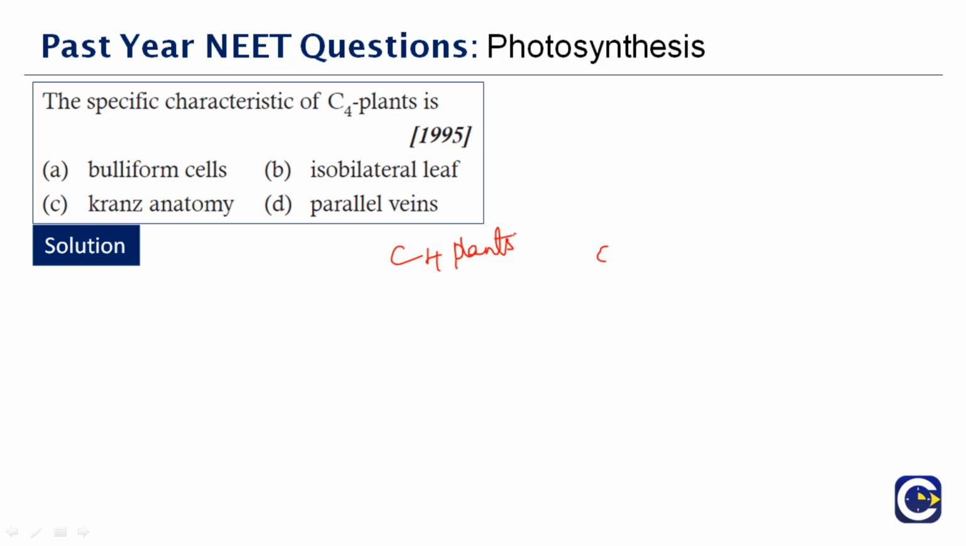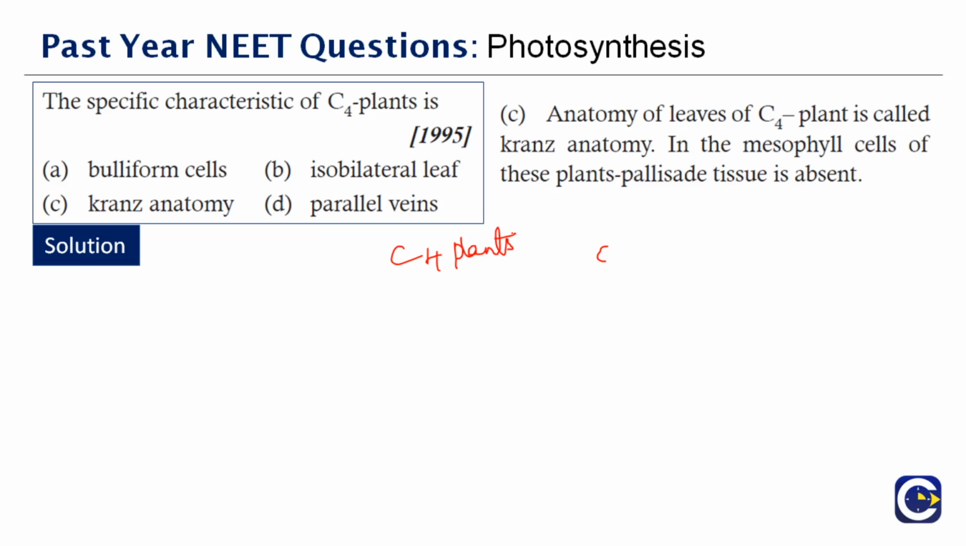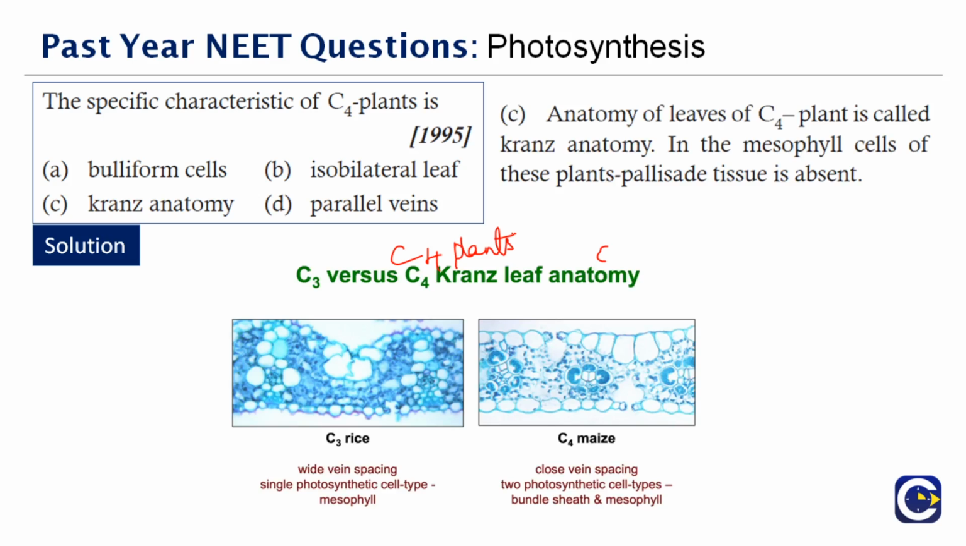Here the mesophyll cells are clustered around the bundle sheath cells in a ring-like fashion, and the number of chloroplasts in the bundle sheath cells is more than that of the mesophyll cells. So the specific characteristic of C4 plants is the Kranz anatomy, which involves the bundle sheath cells. Therefore the correct answer to this question is option C.